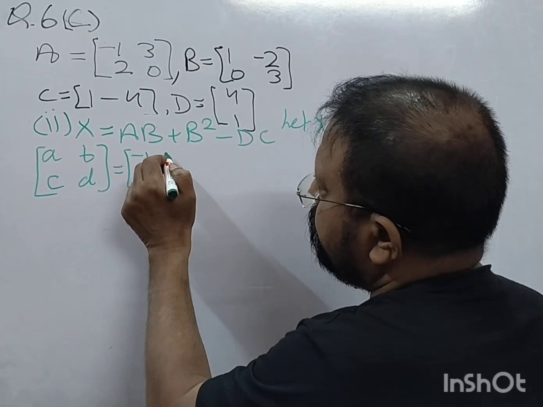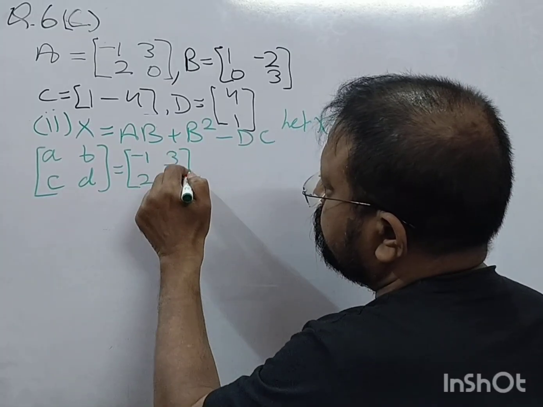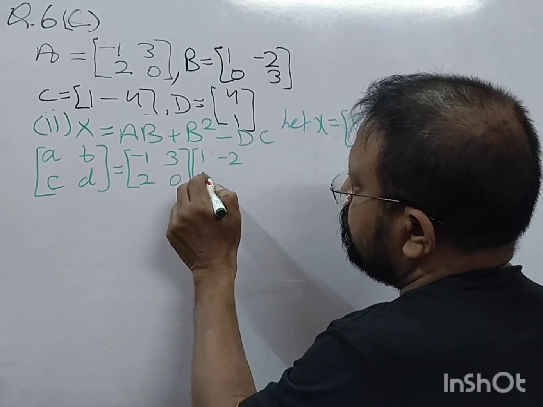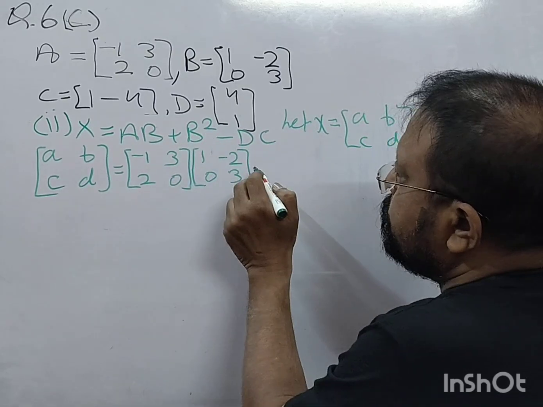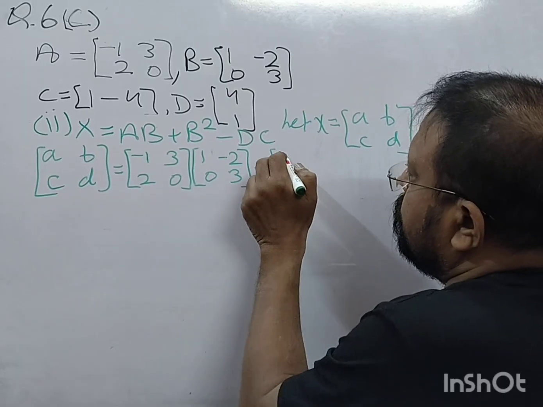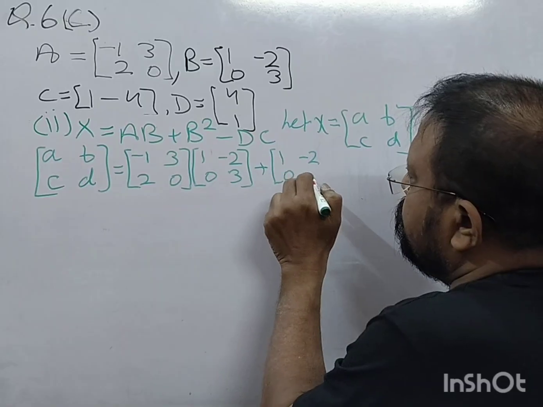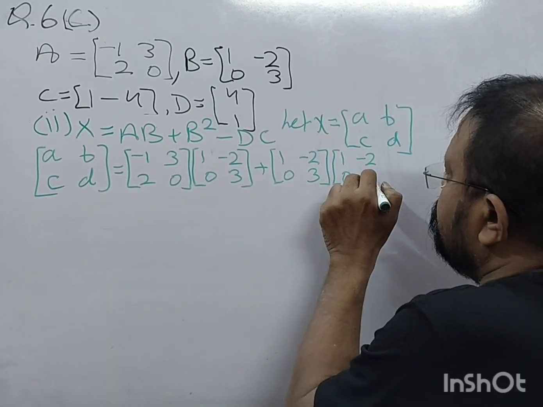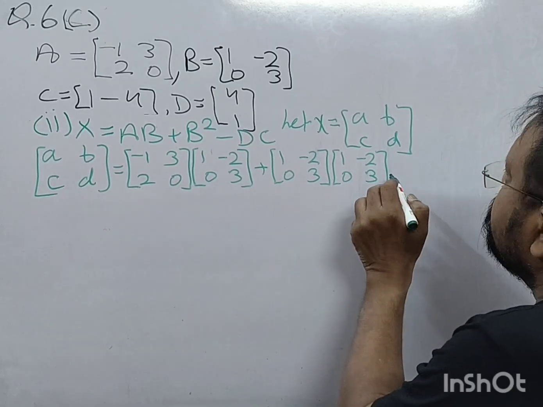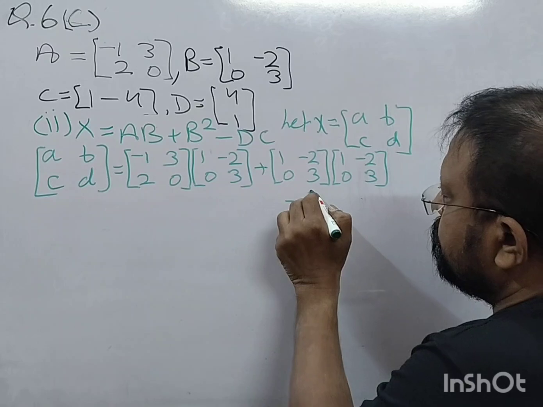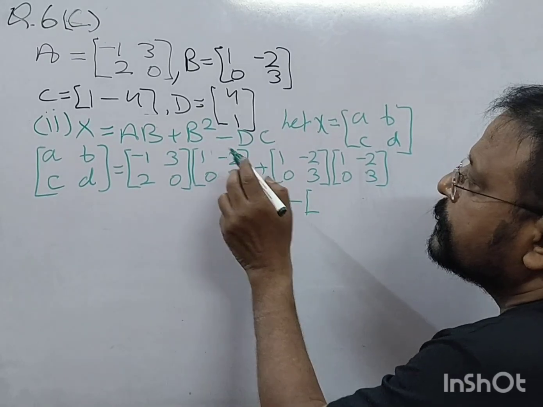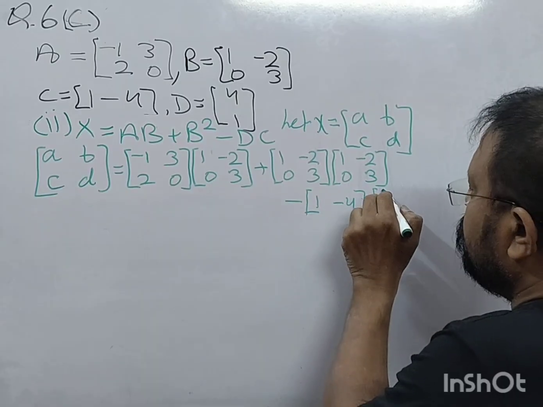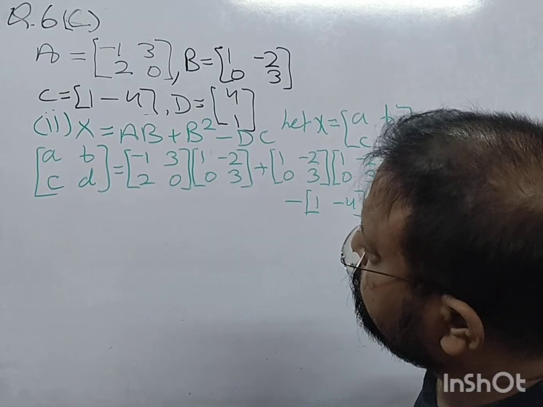-1 3 2 0. Right. Then B is 1 -2 0 3 plus 1 -2 0 3 1 -2 0 3 minus 1 -4 into 4 and 1. This is now what you do.